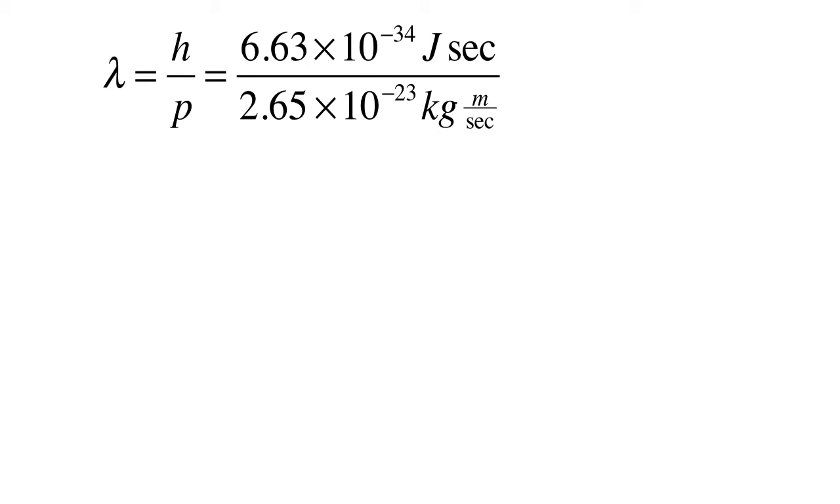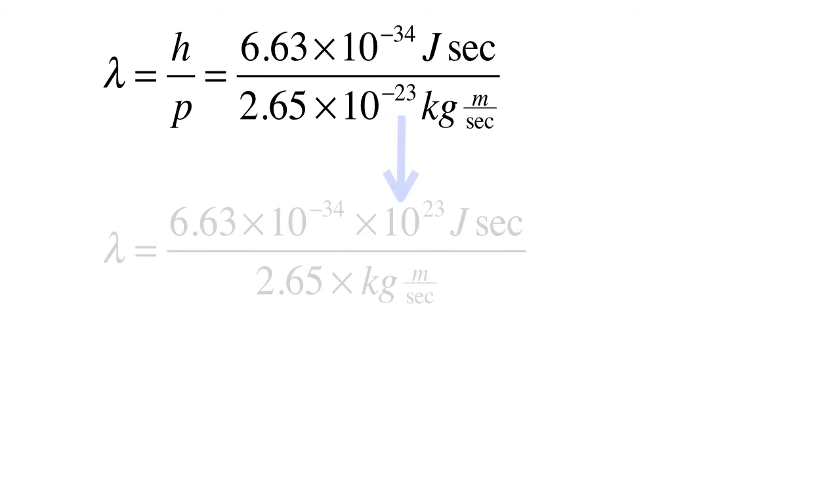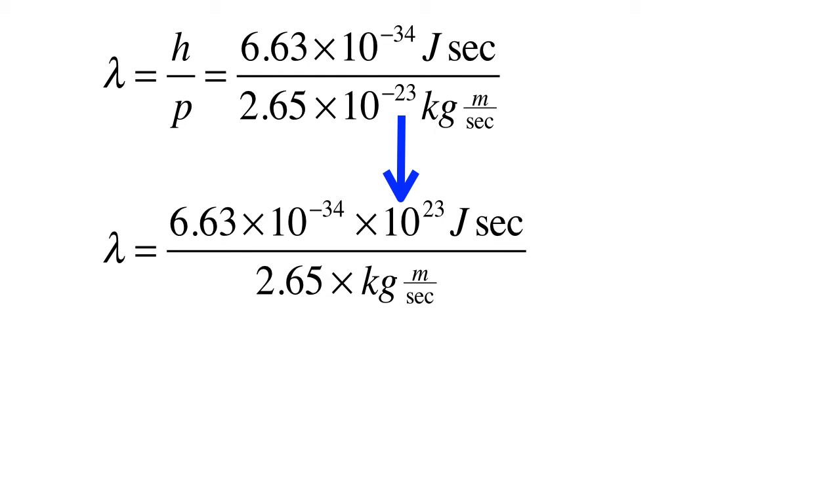Now that 10 to the minus 23 in the denominator, you can park that up on the numerator. Take it out of the denominator, park it upstairs in the numerator. Ching! But make sure it's a 10 to the positive 23 up in the numerator. And then you've got a 10 to the minus 34.